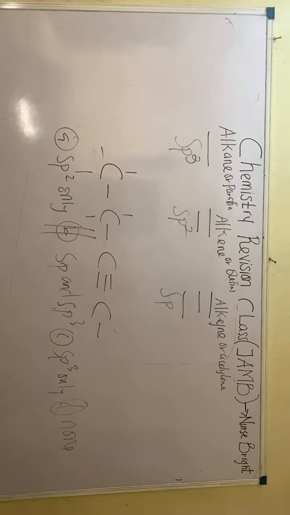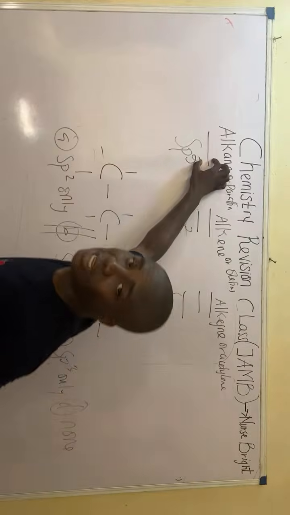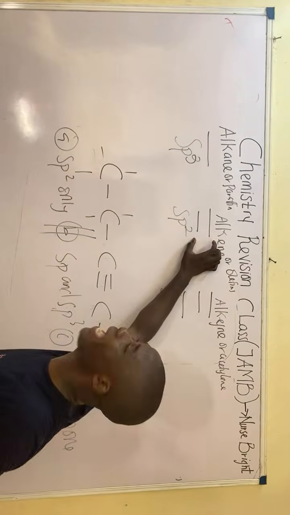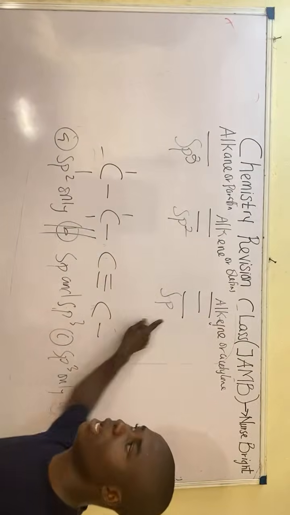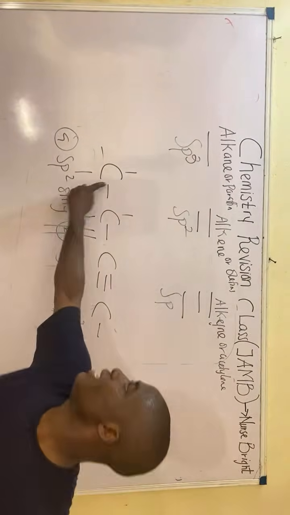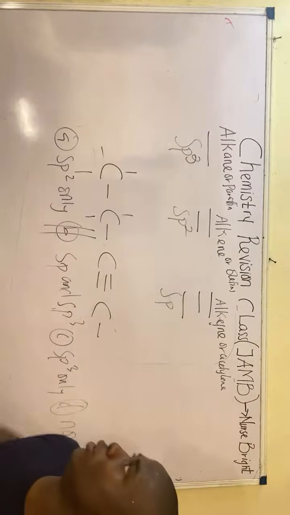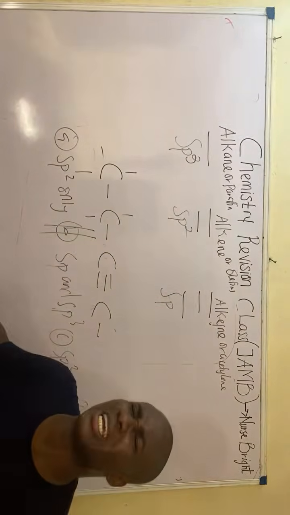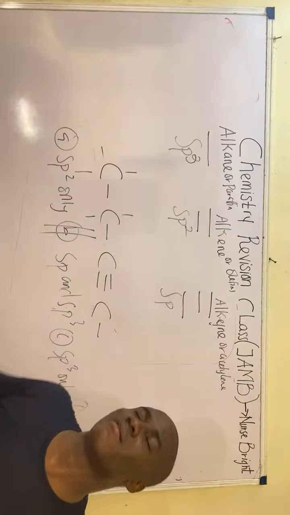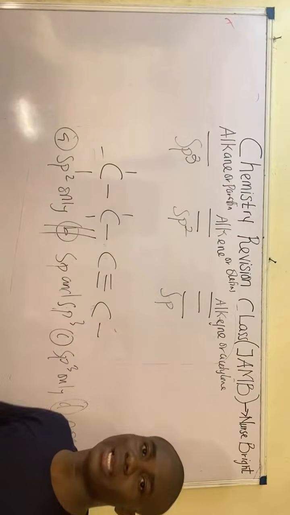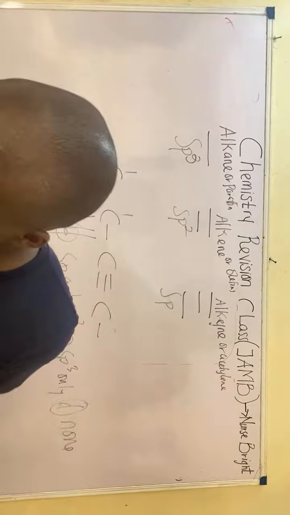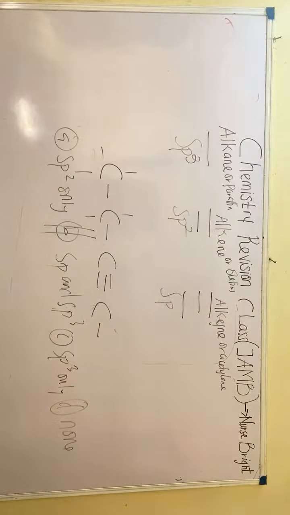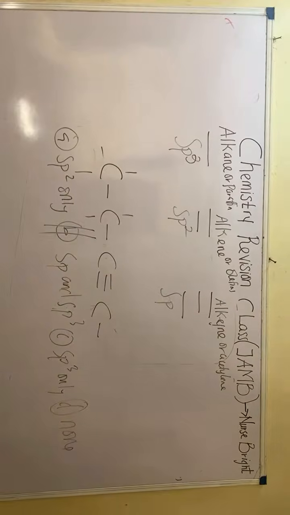I said that compounds with single bonds have sp3 hybridization, compounds with double bonds sp2, and triple bonds sp. So this compound, I'm looking at it, has single bonds around and also a triple bond. So what type of hybridization will they have for the carbon? sp and sp3 hybridization. Do you understand? It's simple. Let me know if you understand what I just said.